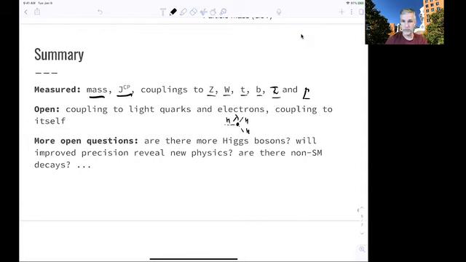But there's more open questions. Maybe there's more than one Higgs boson. Adding one doublet to the standard model with this potential is one possible solution to the problem of generating mass. But you could have very well added 2 or n doublets or triplets or more complicated things. And so the question is, are those maybe realized in nature or not?